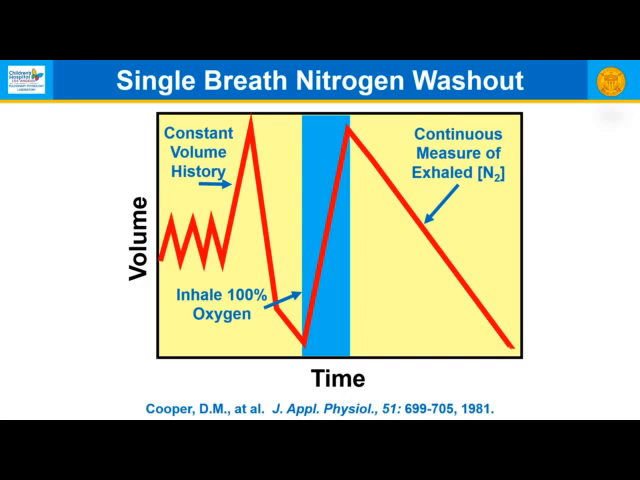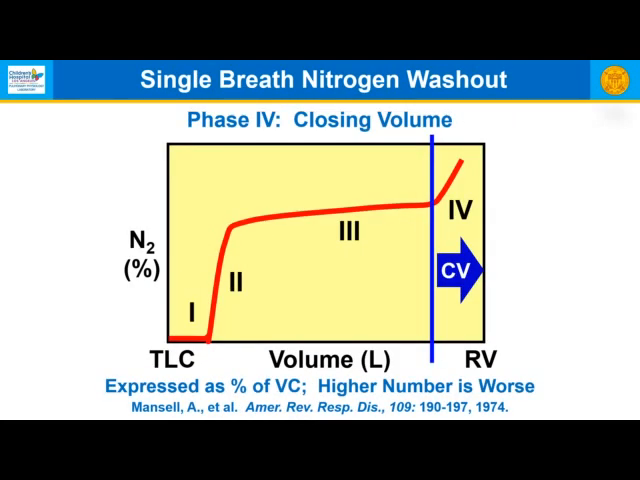So closing volume is performed as part of the single breath nitrogen washout test. So the way this is performed, one breathes along quietly, takes a maximal inspiration to total lung capacity to get a constant volume history, exhales to residual volume, takes an inspiration of 100% oxygen, and then gradually exhales that, and the nitrogen concentration is measured. So the curve looks something like this.